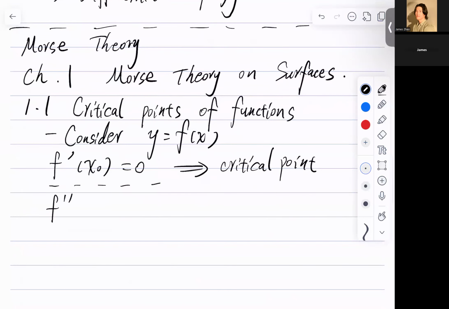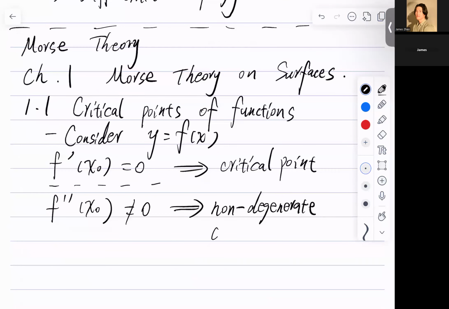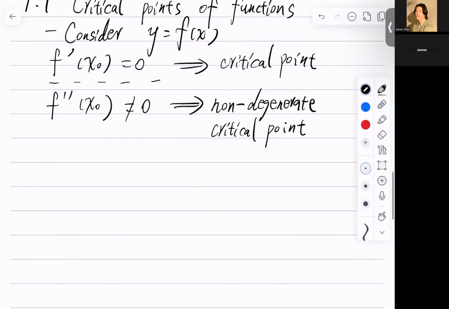And we further notice that if we take another derivative, and if it's not 0, while this point is a critical point, then we can say that the point is a non-degenerate critical point. What does that mean? We'll illustrate soon. And if this value equals zero, then it is a degenerate critical point.